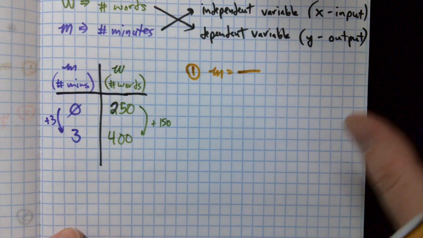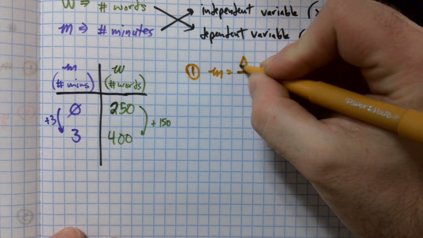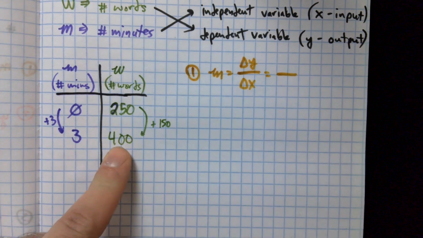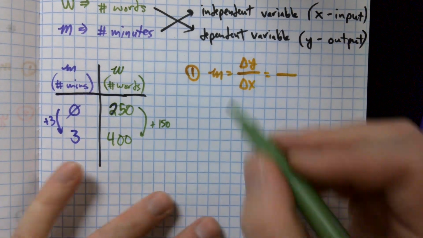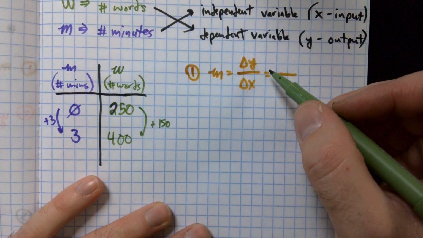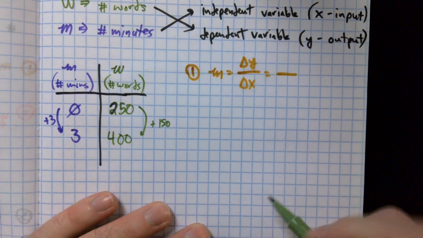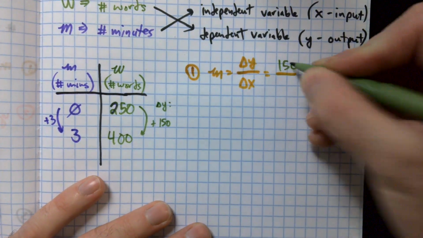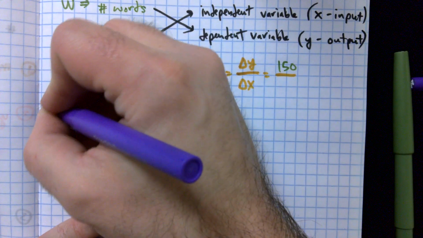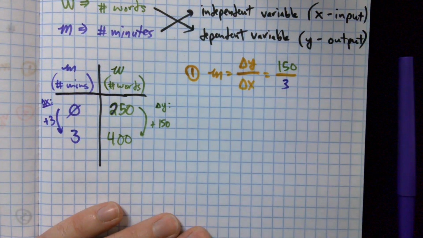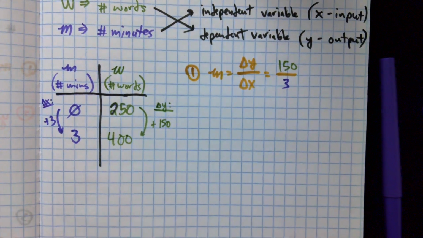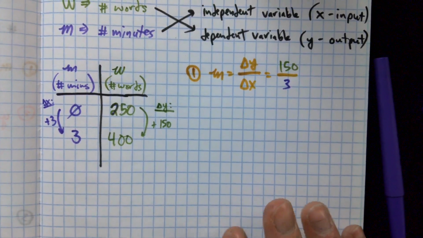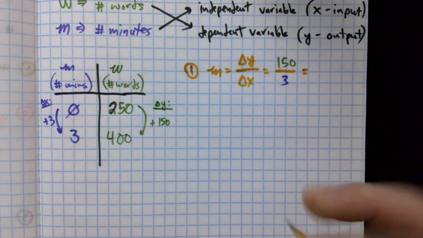That would be way too much work here. We don't need to do all that. We could do the change in y over the change in x because I'm dealing with a little table. What's going to go on the top? My change in y. What's my change from one word value to the next? 150. What's my change in x? 3. What is 150 over 3?